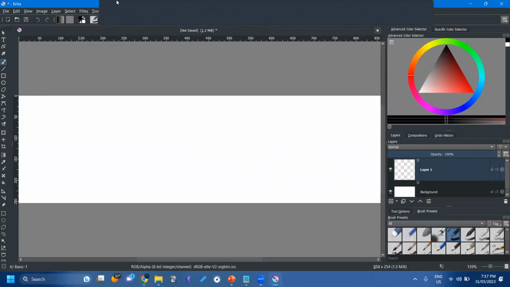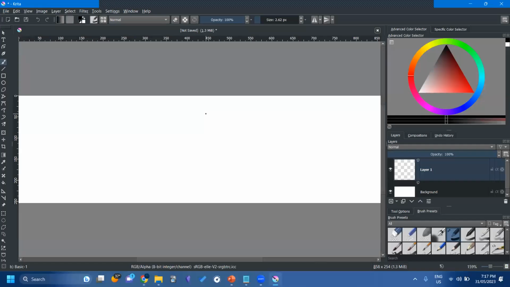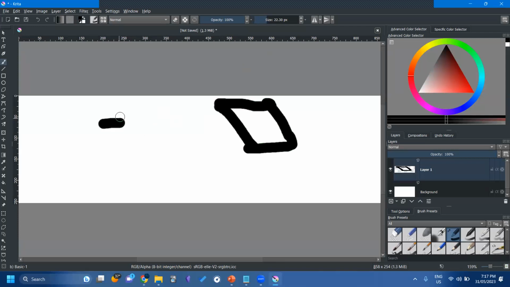Okay, so what we're going to have is the X-ray tube over here. Okay, so just draw that. So we are going to have the X-ray tube. Now the X-ray tube is going to be at an angle. Okay, and here's just the cathode, and here's the anode.